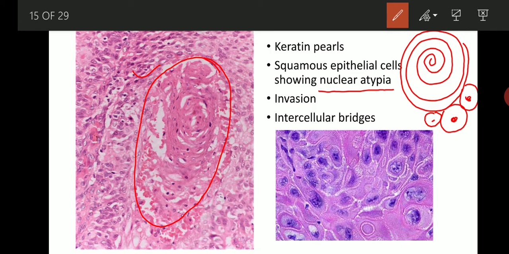Another important feature of this squamous cell carcinoma is that cells show intercellular bridges, as you can see here in this picture. So between two squamous cells there are usually bridges like this. It is all around, by which it is connected to its adjacent squamous cells. These are the bridges that hold the squamous cells together.